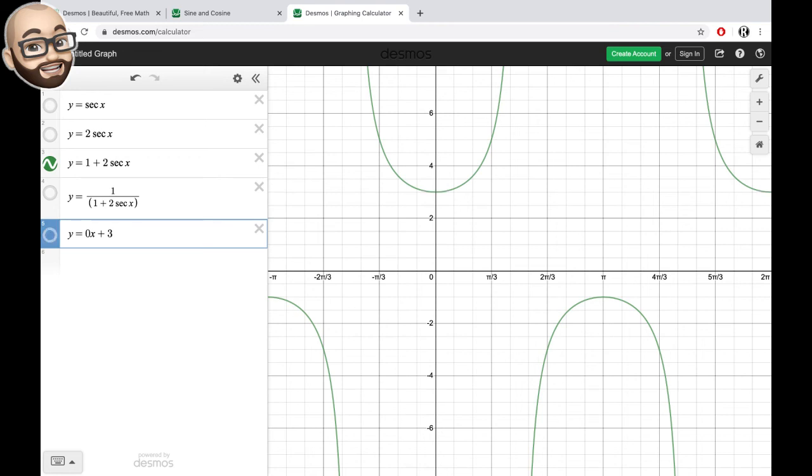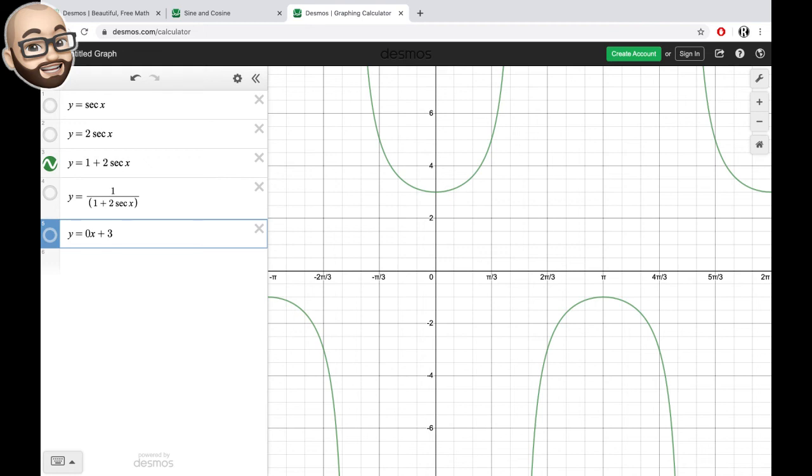Okay, that's part B. And then part C says, using the curve 1 plus 2 sec x, could we work out where the maximum and minimum points of 1 over 1 plus 2 sine x would actually be?